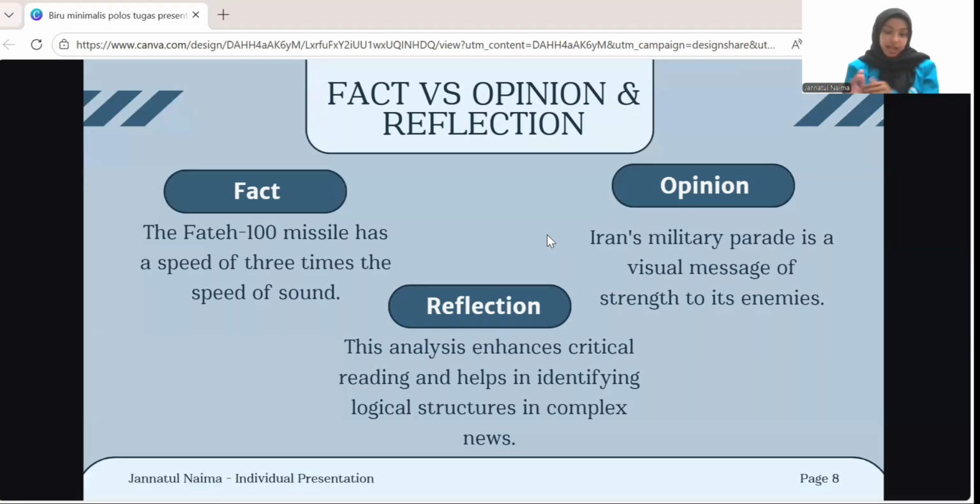I've learned that by identifying signal words and organization patterns, we can understand complex international issues more deeply and accurately. That's all for my presentation. I'm sorry if I made any mistakes.